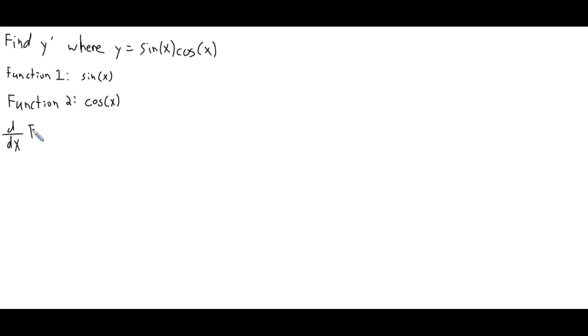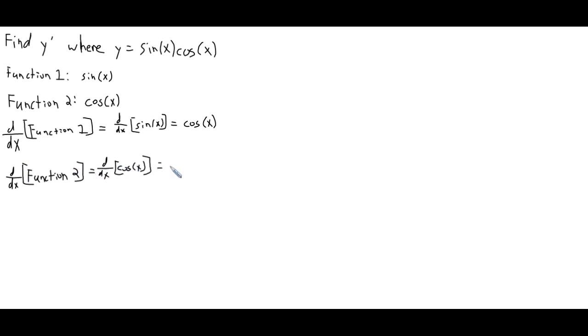Now we take the derivatives. So the derivative of the first function is the derivative of sine of x, which we know just to be cosine of x. The derivative of function 2 is the derivative of cosine of x, which we know to be negative sine of x. Now we have all the pieces that we need, right?